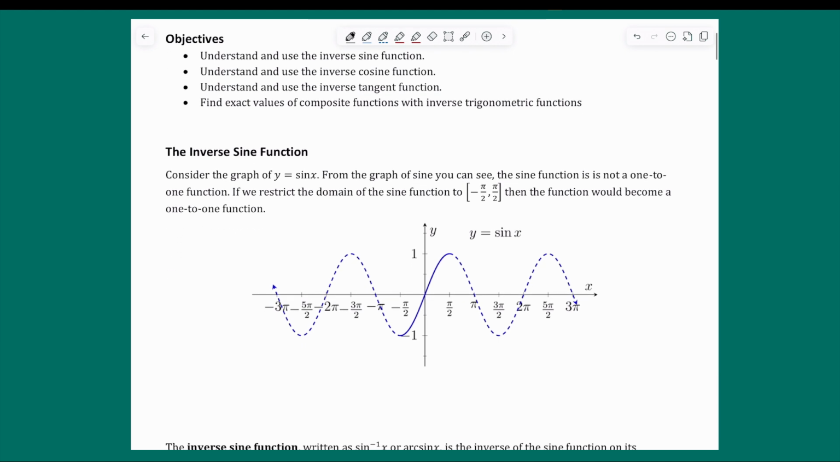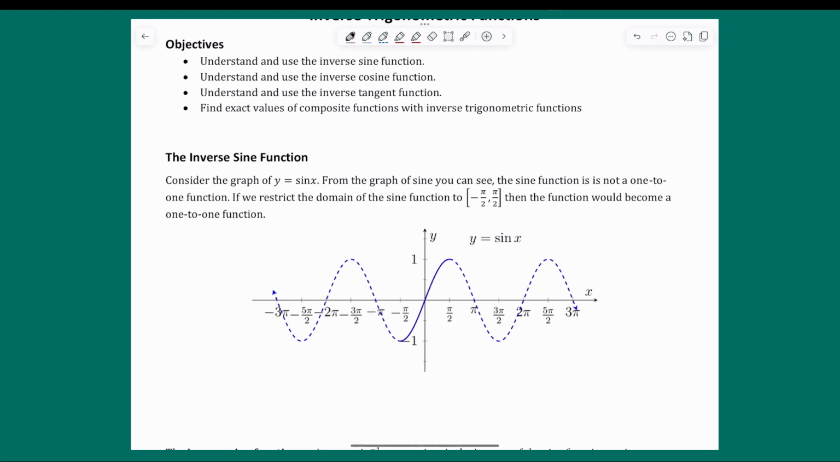So here you can see the graph of y equal to sine of x. And as you probably noticed before, the sine function is not a one-to-one function. In fact, here I'm using a horizontal line just to show you that it intersects the horizontal line in multiple places, right? And in fact, an infinite number of places. And so therefore it's not a one-to-one function and does not have an inverse. However, if we restrict the domain of our sine function to the region between negative pi over 2 to pi over 2, we have a function now that is one-to-one.